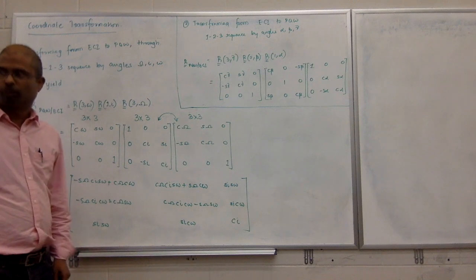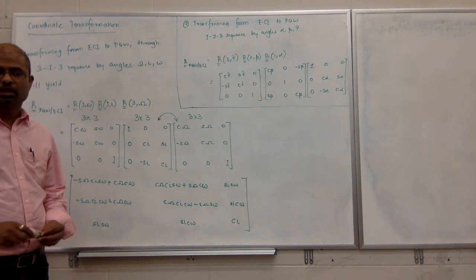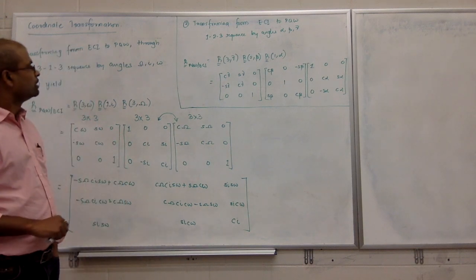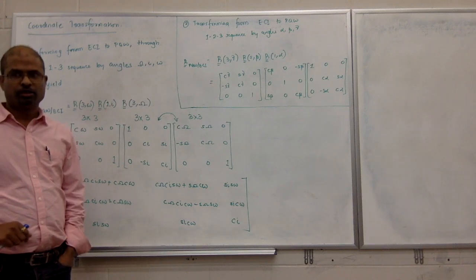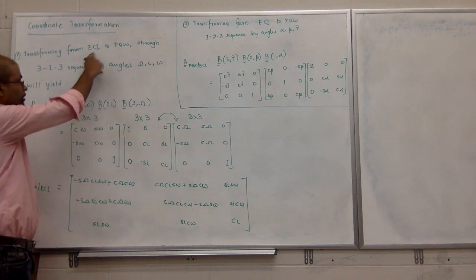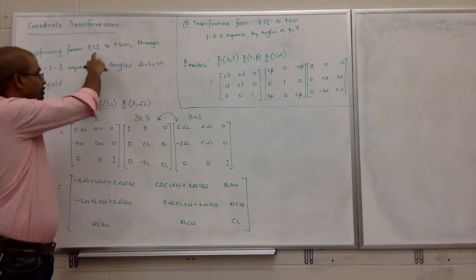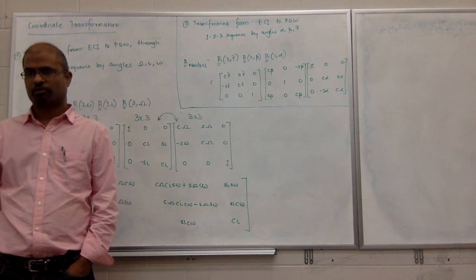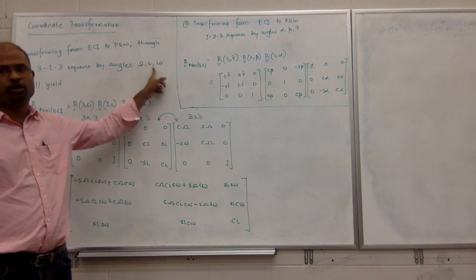So doctor, how do you know what sequence to use? You don't have to. If you change the sequence, the angles will change. You understand? So you can get from here to here. How many ways can you get from this to this? 12 ways. Depending on what sequence you use, your angles will change.